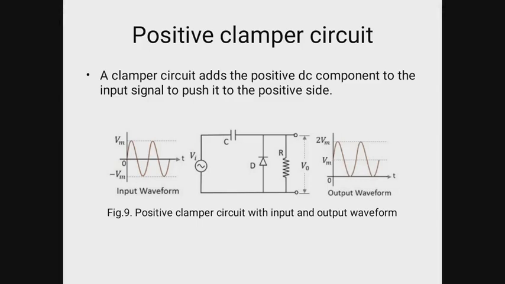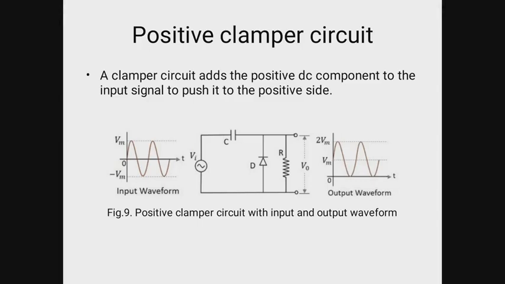So when the input voltage Vi is equal to 0, the output V0 is equal to Vm, which is shown over here. But when the input voltage is equal to Vm, the output will be 2 Vm, which is shown over here in this diagram. That means it will be shifted from Vm to plus Vm, and the entire duration will be 2 Vm.